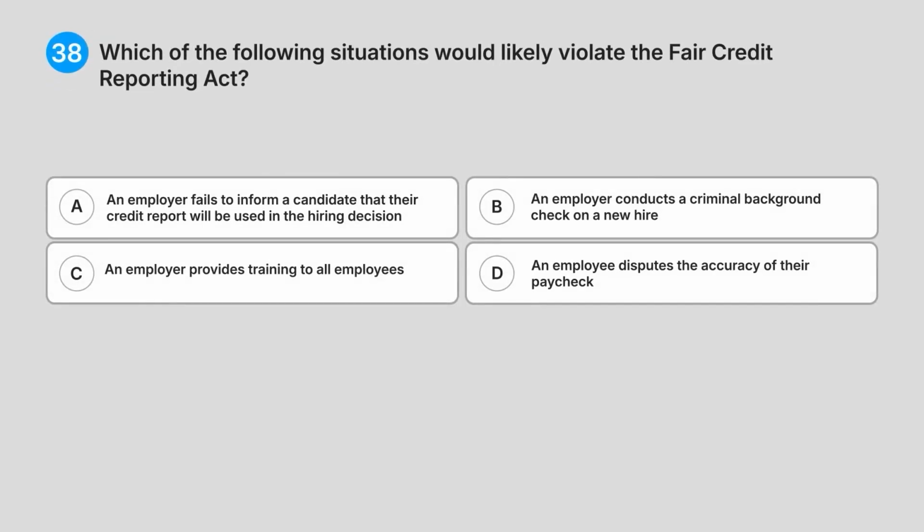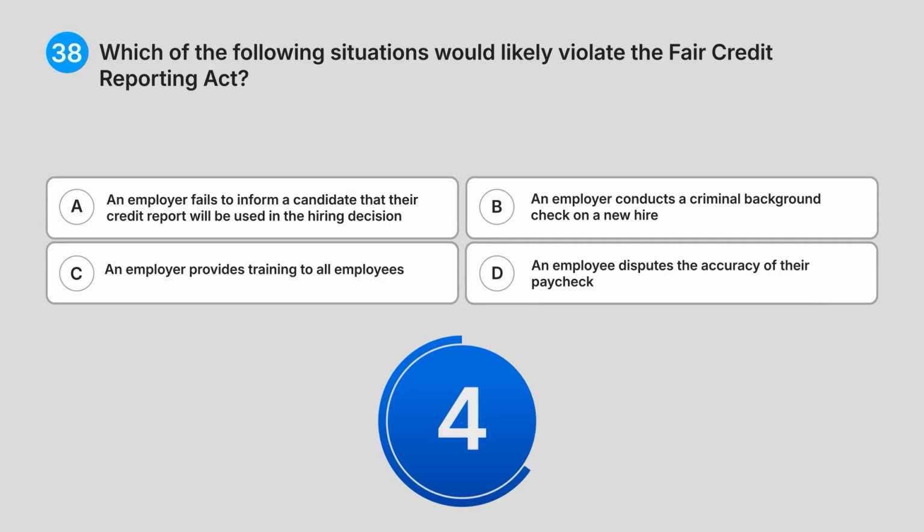38. Which of the following situations would likely violate the Fair Credit Reporting Act? A. An employer fails to inform a candidate that their credit report will be used in the hiring decision. B. An employer conducts a criminal background check on a new hire. C. An employer provides training to all employees. D. An employee disputes the accuracy of their paycheck. Can you guess the answer?